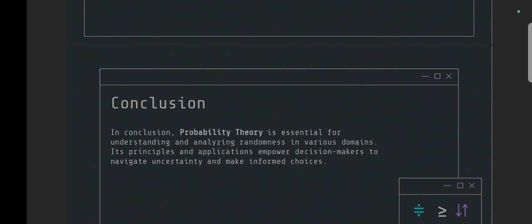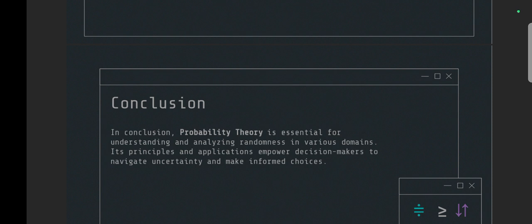Conclusion. In conclusion, probability theory is essential for understanding and analyzing randomness in various domains. Understanding the concepts such as random experiment, sample space, and the law of large numbers provides the tools needed to analyze real world situations and make informed decisions.